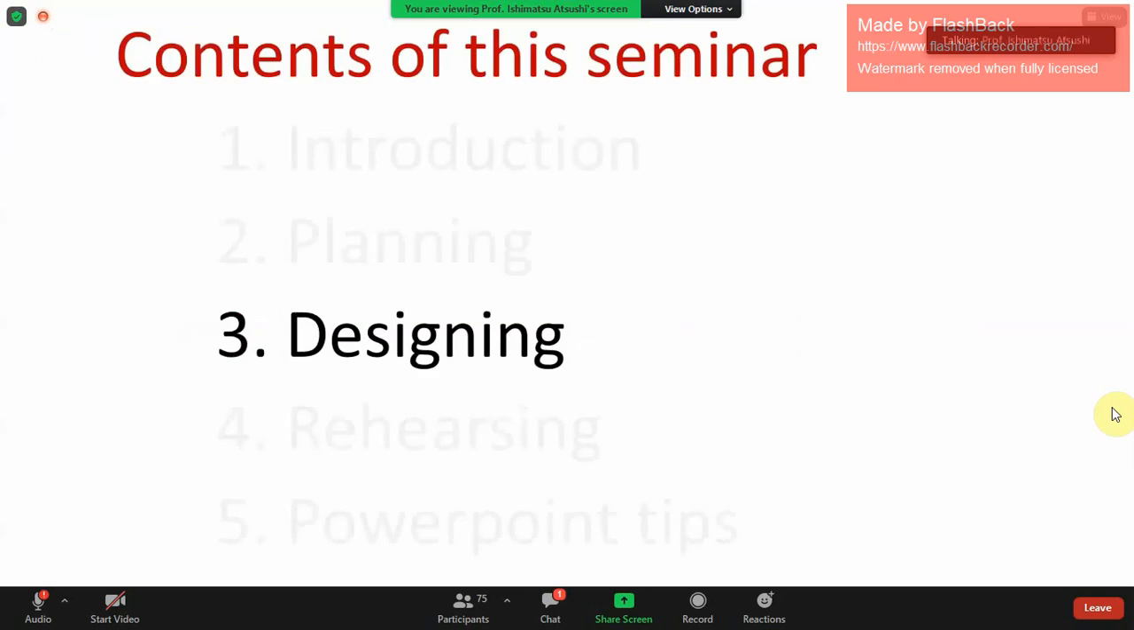May I move to designing? Today's talk, the designing part is the longest section. So far, probably no question. Do you have any question about the introduction and planning?